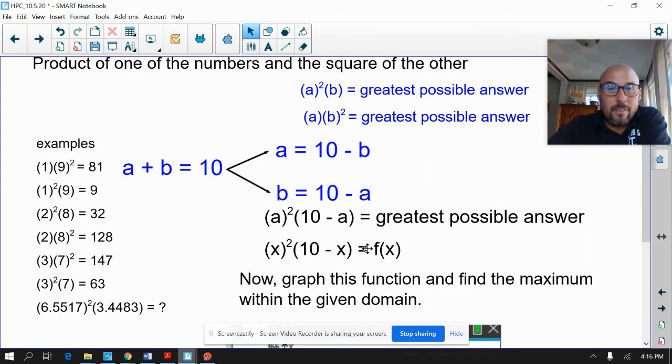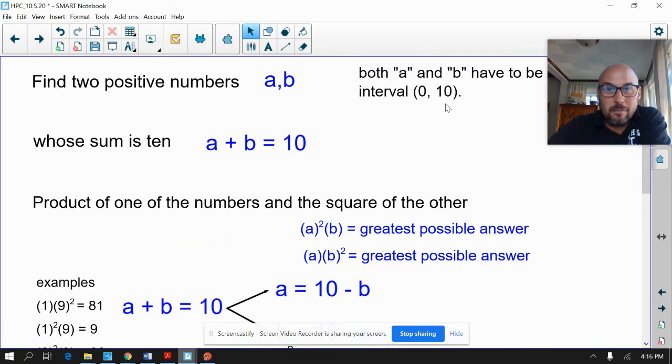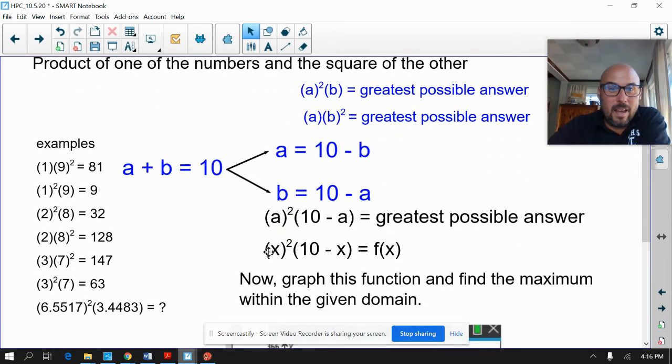So you graph this and you want to find the biggest y value that this will ever produce, but only in the domain from 0 to 10. Because it wouldn't make any sense to have a equal 13. That would mean b would have to equal -3, because remember, they have to add up to 10. They both have to be positive.